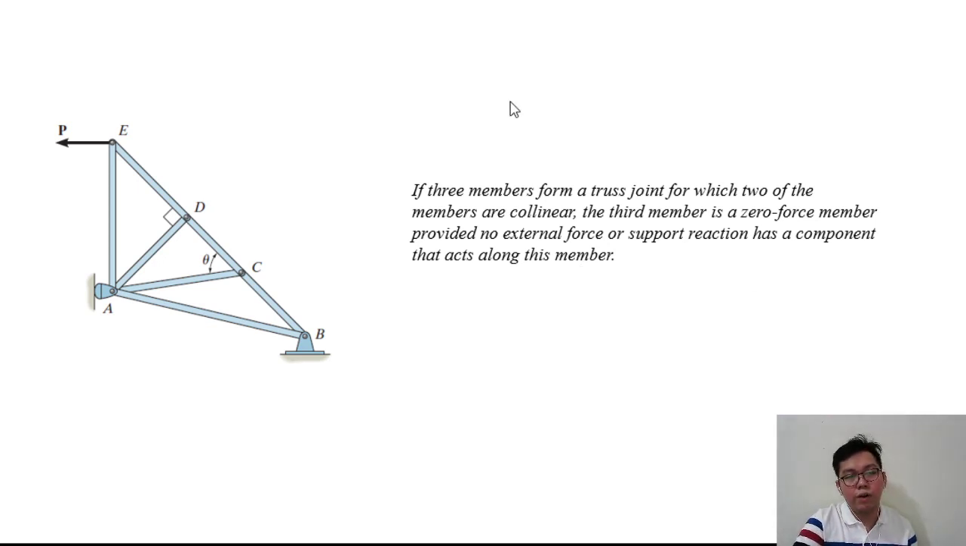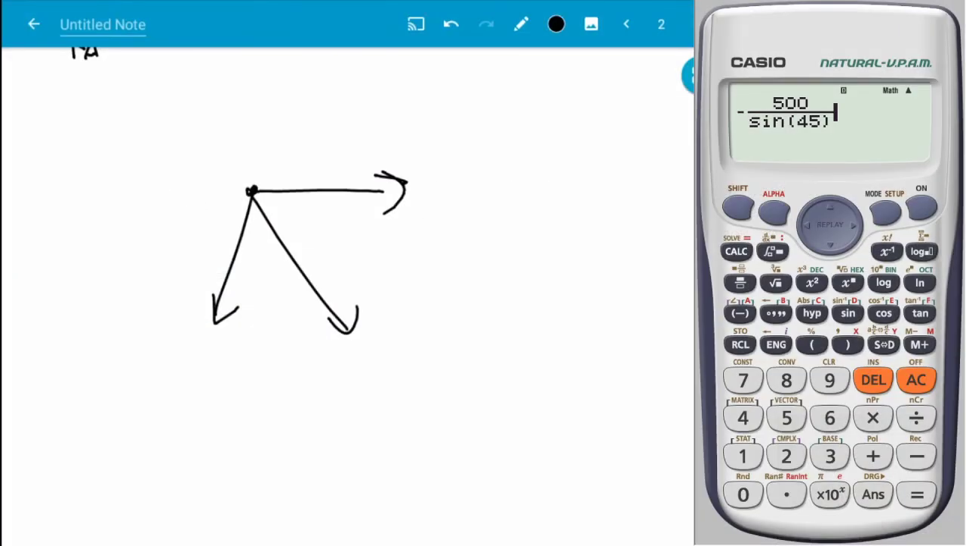So kanina, two members yung required for a joint. Ngayon, dapat tatlo ang member. But sa tatlong members na yon, dapat ang dalawa collinear. Ano ibig sabihin nun? For example, meron akong tatlong members. So, pasok siya kasi meron akong tatlong members. But, actually, meron pang next condition. Dapat daw, sa tatlong members na yan, dalawa ang collinear.